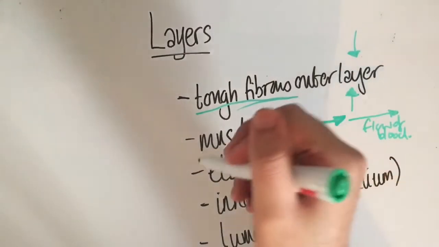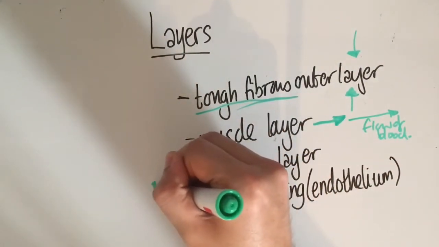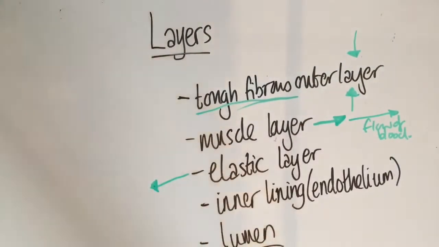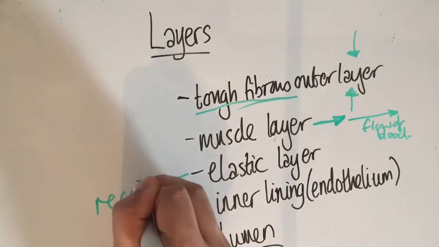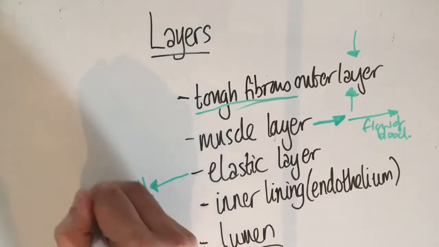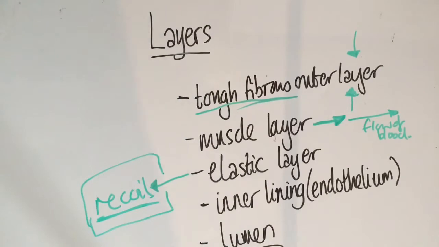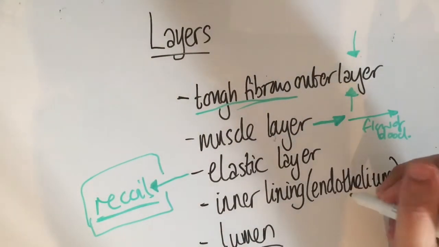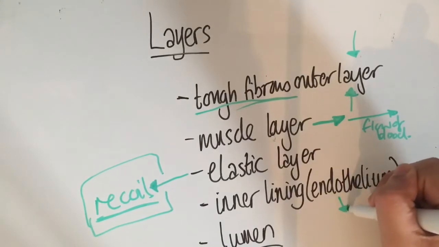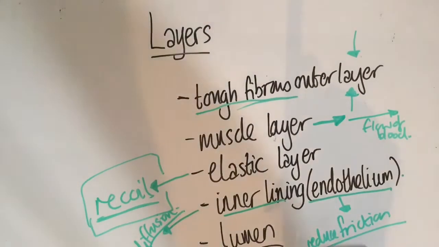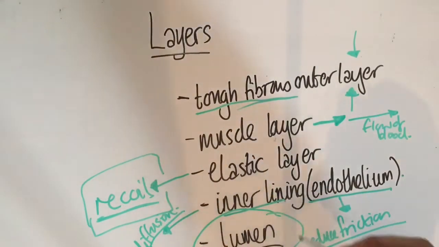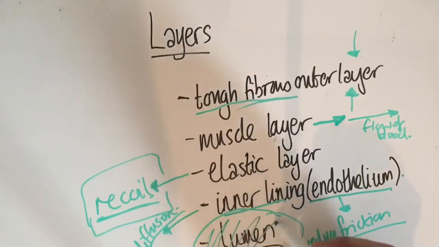The elastic layer, and I think we've discussed this in a lesson before, is the part that maintains the blood pressure by stretching and recoiling. Such as within the aorta, we would have a large elastic layer. And then the inner lining is smooth to reduce the friction. And then the lumen isn't actually a layer, as I've drawn here, it's the bit that's inside.